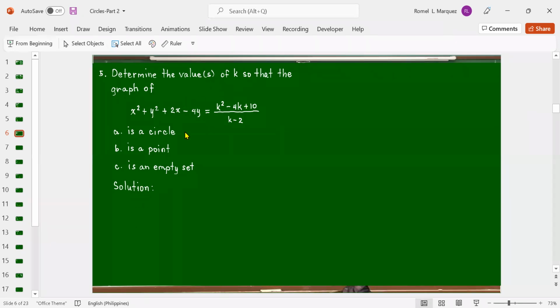Now for this to be a circle, let us first reduce this to center-radius form, getting x squared plus y squared plus 2x minus 4y equals, so this is the given, k squared minus 4k plus 10 all over k minus 2.